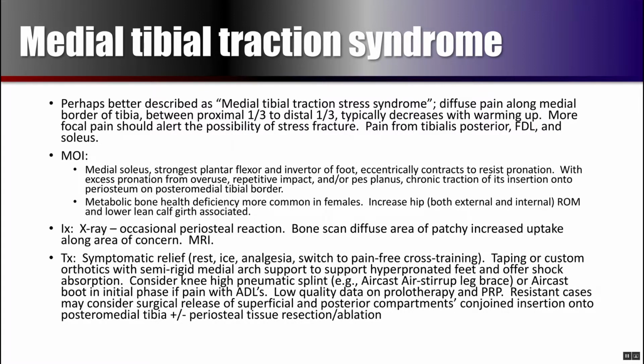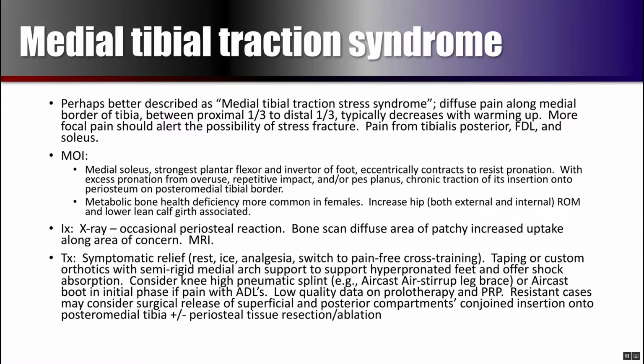It is typically pain from the tibialis posterior, flexor digitorum longus, and the deep calf muscle, the medial soleus. The mechanism of injury is thought to be that, in particular, the medial soleus, as the stronger plantar flexor and inverter of the foot, eccentrically contracts to resist pronation. And so with overuse, repetitive impact, pes planus, and excessive pronation results in chronic traction of that medial soleus's insertion onto the periosteum on the posterior-medial tibial border.